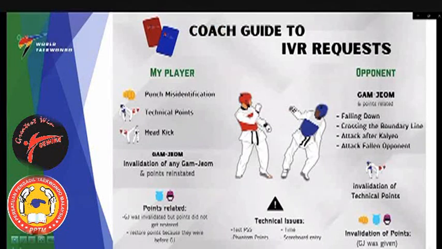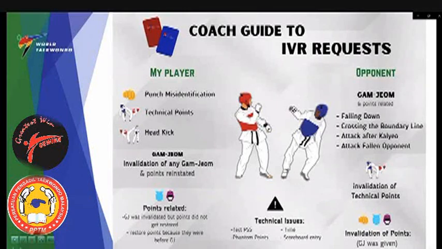Here's a quick glance at some of the things that coaches can request for IVR. For your own player, you can request when there's a punch misidentification. For example, your player does a clear punch. He's the only one that punched, but the point went to the opponent. So this is a time that you could request punch misidentification.